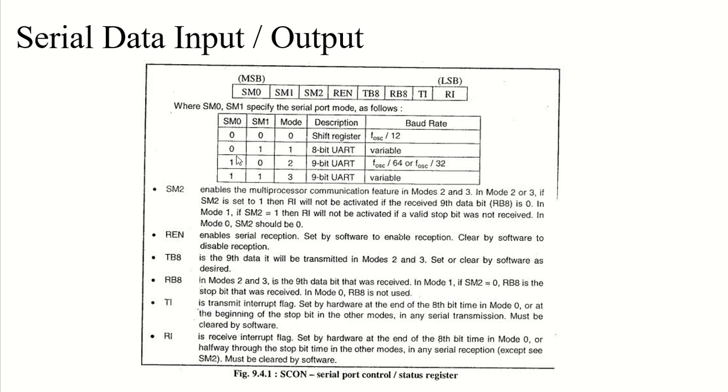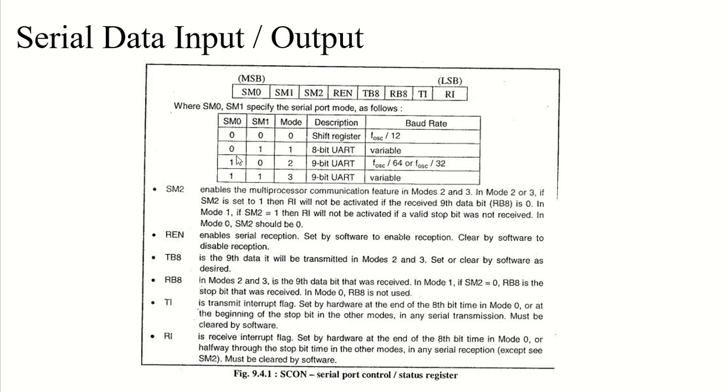So that was SM0 and SM1, but what will SM2 do? SM2 enables a multiprocessor communication feature in modes 2 and 3. In mode 2 or 3, if SM2 is set to 1, then RI will not be activated if the received ninth data bit RB8 is 0. And in mode 1, if SM2 is equal to 1, then RI will not be activated if a valid stop bit was not received, right? And in mode 0, SM2 should be 0.